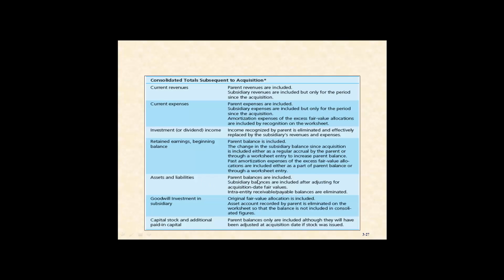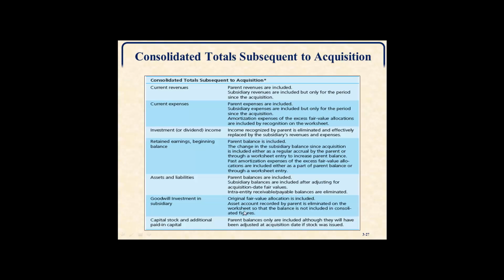Assets and liabilities: parents' balances are included. Subsidiaries' balances are after adjusting for acquisition date fair values, and intercompany payables and receivables are eliminated. Goodwill in the investment of the subsidiary: the original fair value allocation is included. The asset account recorded by the parent is eliminated on the worksheet so that the balance is not included in consolidated figures. And then capital stock and additional paid-in capital: it's the parent's balance only, although they will have been adjusted at acquisition if stock was sold, but only the parent's balance.